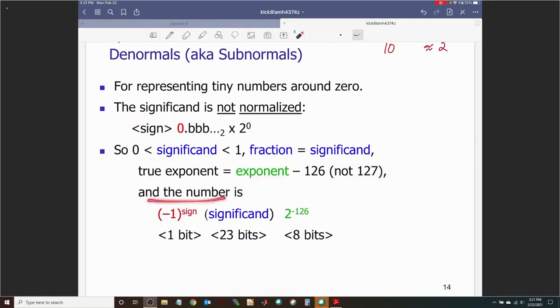What is going to be the number? The number is going to be -1 raised to the sign, exactly the same way as before. Now we don't need to distinguish fraction versus significand; they are both the same here, so we can just write significand. And our true exponent is going to be fixed, 2 raised to -126. One bit here, 23 bits for that, and then 8 bits for that. So 2 raised to -126, what is that? 8 zeros in this case.